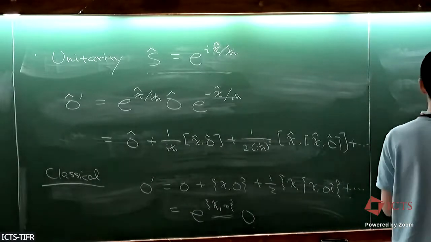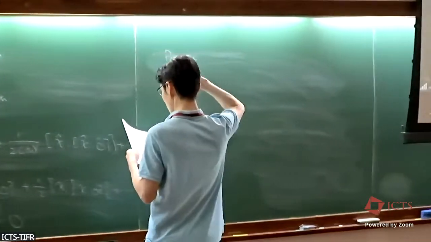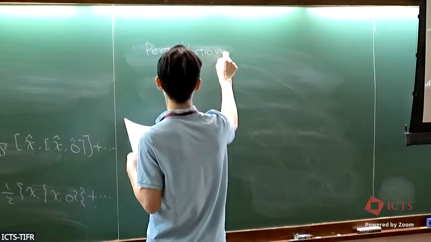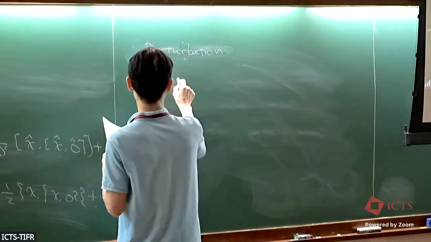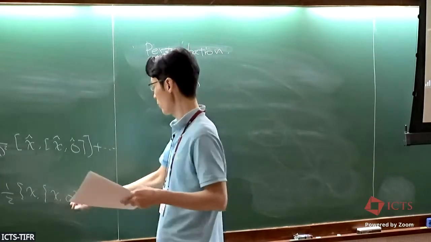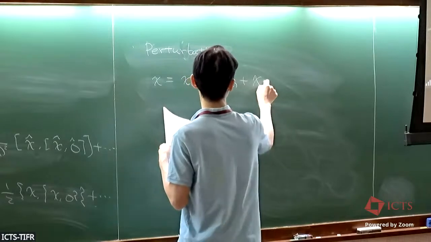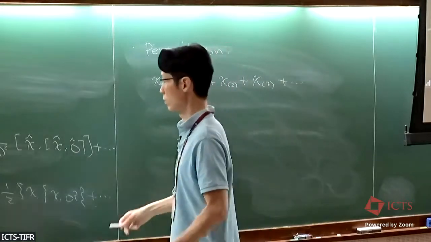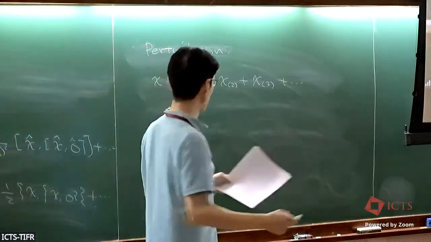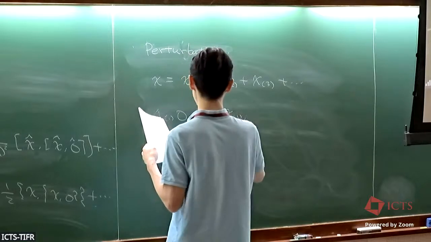Well, in most cases, we will rely on some perturbation theory to compute this function. So in a situation when we can expand this function chi as a power series in some coupling constant, then we can also write this relation between O prime and O in a perturbative way. So the leading order difference is dictated by the leading order term.